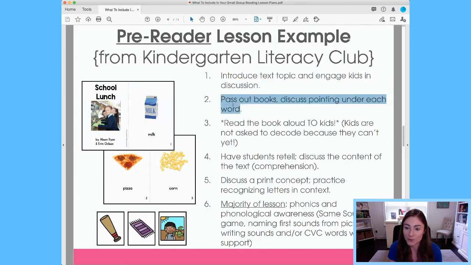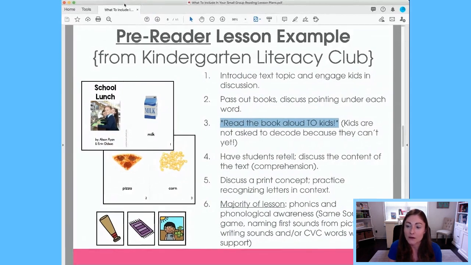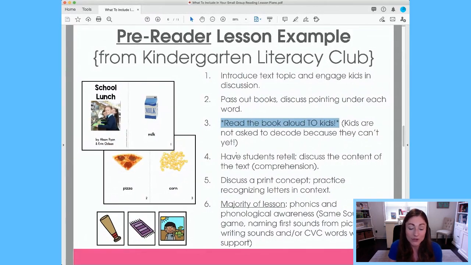Next up, I pass out the books, and I'm going to remind them to point under each word. However, they're not actually reading the text, okay? They cannot decode yet. So you can use an alphabet book, something like this with just one word on the page. I read the words aloud to them, so I might say milk, and then their job is to read and point milk. They are not asked to decode yet, again, because they are not able to decode yet. They don't know all of their letter sounds and they can't yet blend.